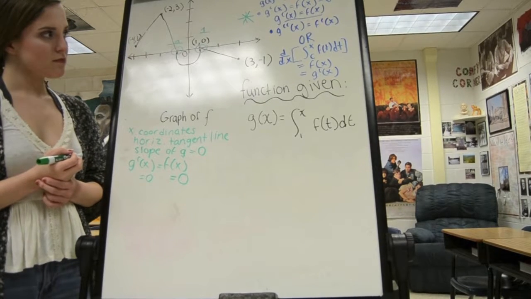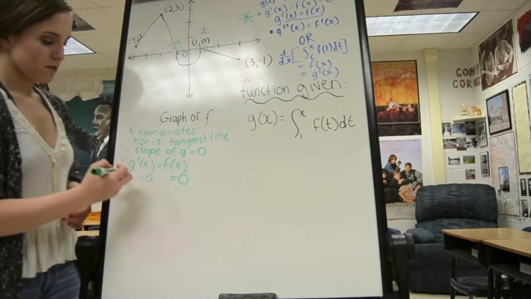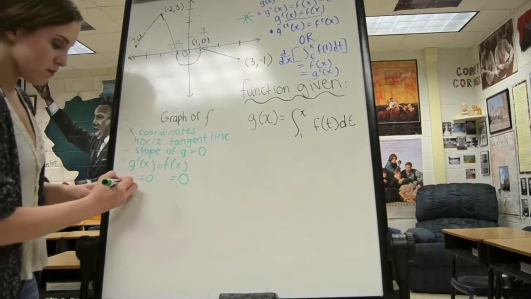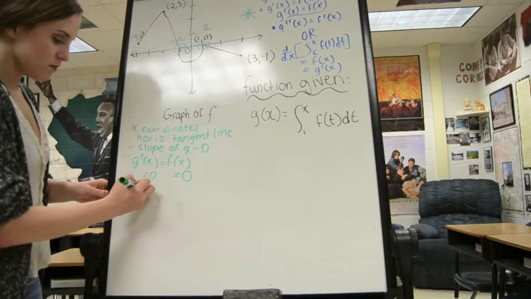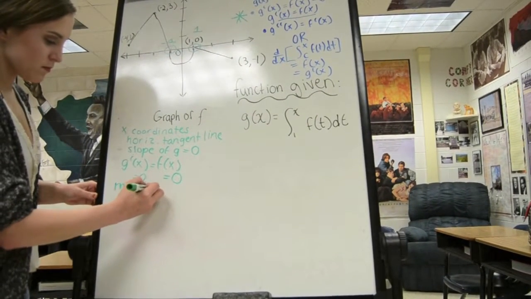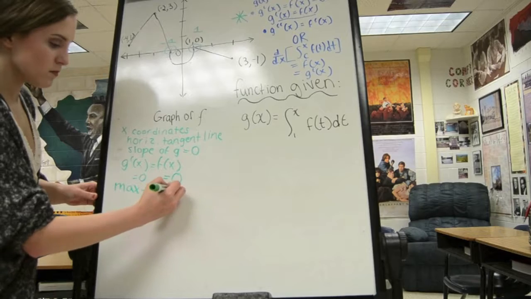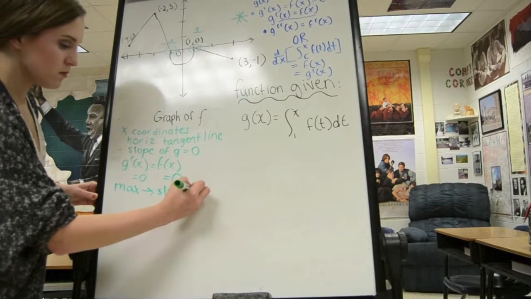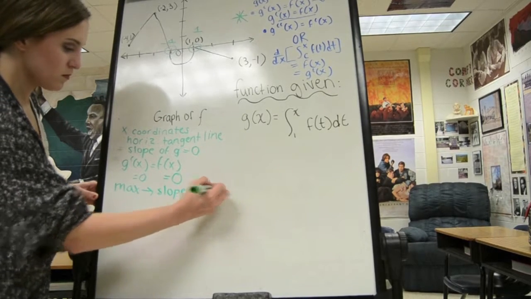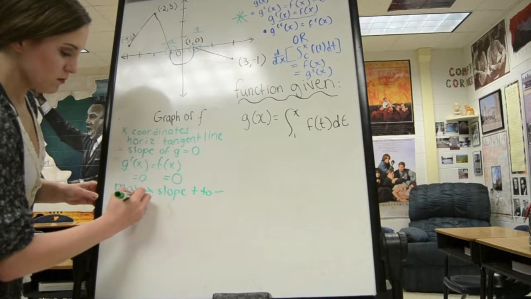Our next task is to see if g has a relative max or min or neither at these x-coordinates. So where do you see a max or min in calculus? Maximums occur when the slope of a graph changes sign from positive to negative. Minimums occur when the slope of a graph changes sign from negative to positive.